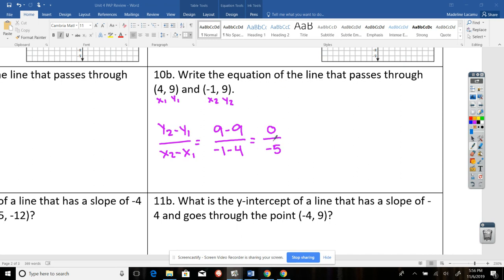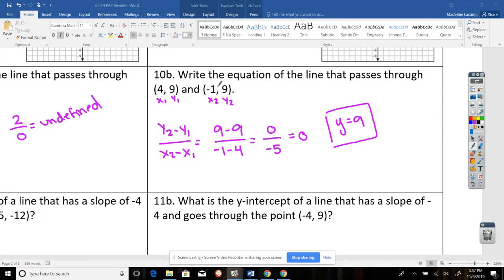So if I have 0 over a number, that means my slope is 0. So if you remember on A when we did it, we had 2 over 0. So if the 0 is on the bottom, that means it's undefined. But on this one, we have a 0 slope, which means it's going to be y equals some number. So if you look at our two coordinate points, on this one our x is a 4, our y is a 9. This one, our y is also a 9. So that means y has to equal 9.